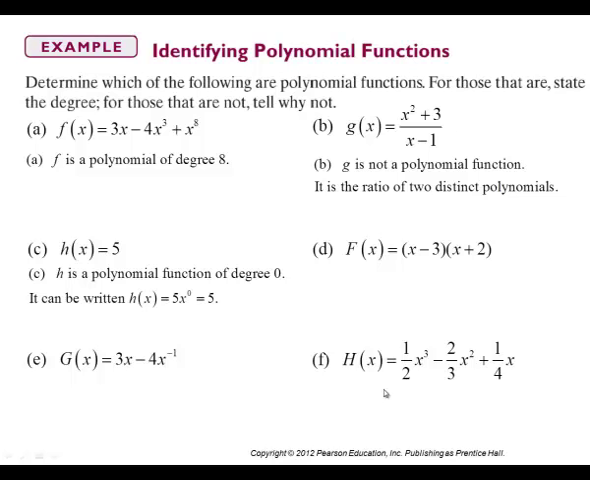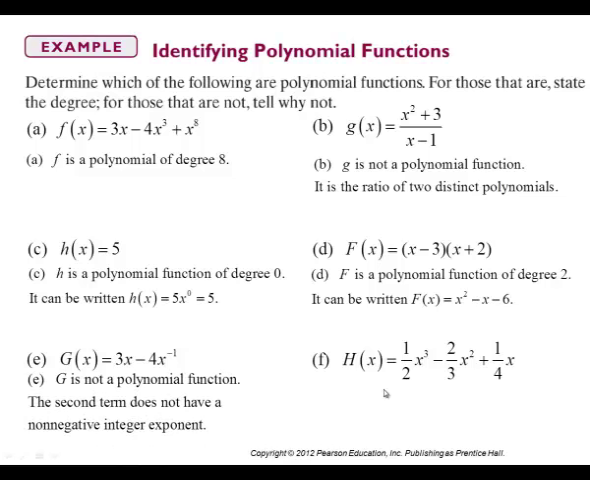For D, if we FOILed x times x, we get x squared. So this would be a degree of 2. Now this one has a negative exponent for x, so it is not a polynomial. And then the last one, this would be a degree of 3, because the x is non-negative and the leading exponent is 3.